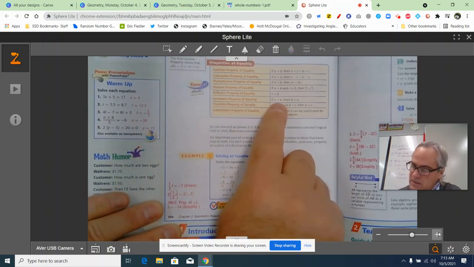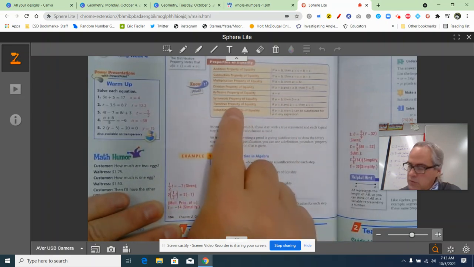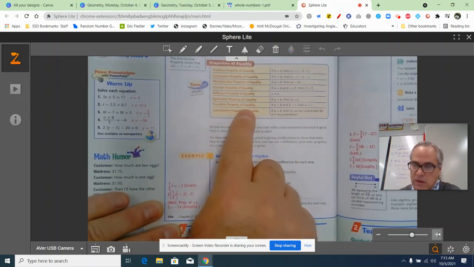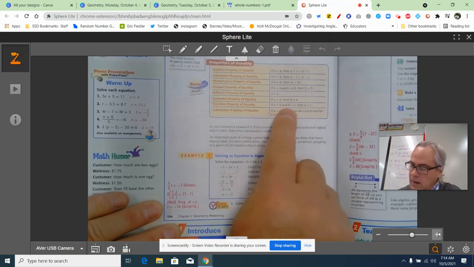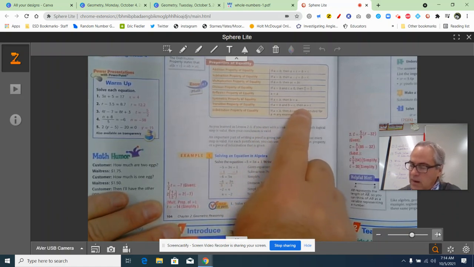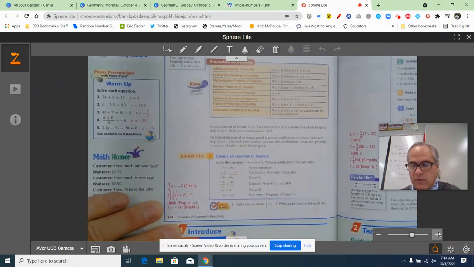The symmetric property just says this: if A equals B, then B is equal to A. You can flip them around. The transitive property of equality is a more challenging one. There's no question about it. If A equals B and B is also equal to C, then A is equal to C. So it compares three things, and all three of them are equal.